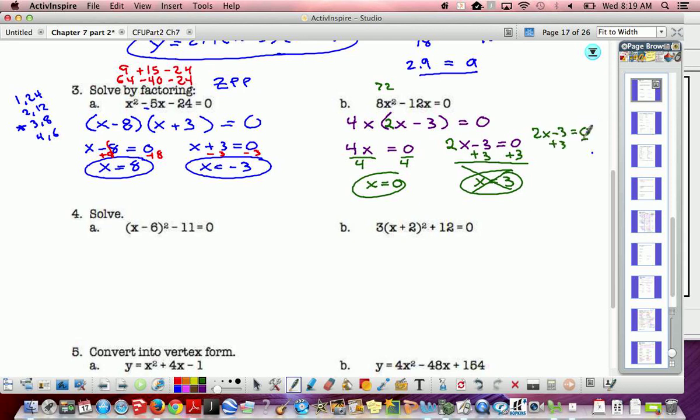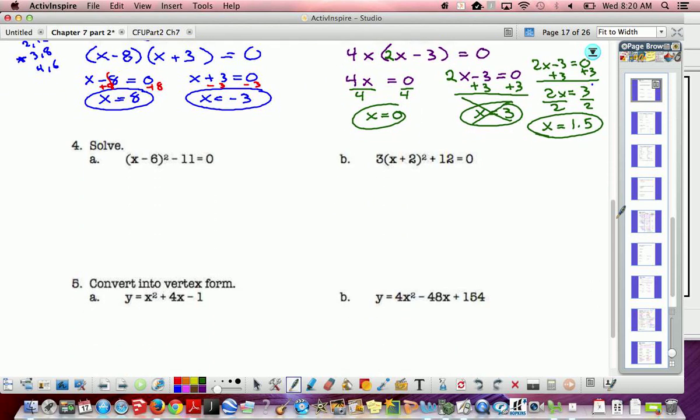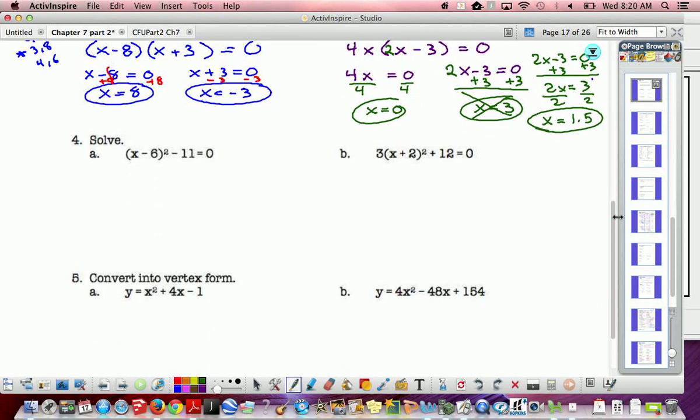So I add 3 to both sides. So 2x equals 3. Divide both sides by 2. X equals 1.5. Woo! So if I take 1.5 and square it, it's 2.25 times 8, I believe, is 18. 12 times 1.5 is 18. 18 minus 18. Oh, good save. See, that one just saved me a point on the test.